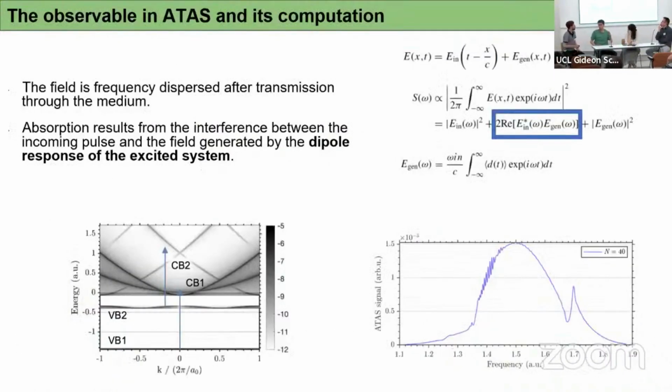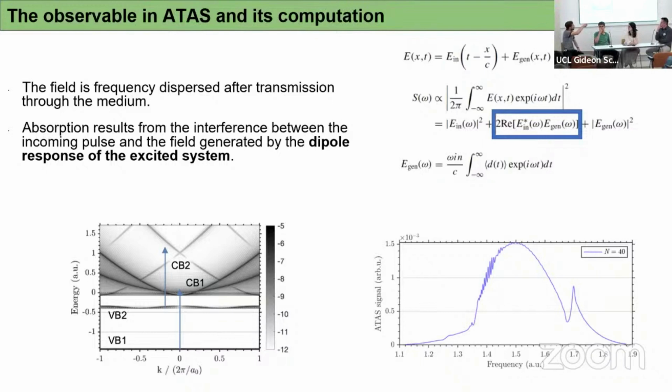Okay. So related to ATAS, instead, what are the things that are specific to ATAS that you need to take into account when you want to compute the signal? So first of all, let me remind you what the signal is. As I said, in ATAS, you look at the transmitted probe pulse after it has passed through the medium. So you are basically looking at the spectrum of the pulse in output, which is basically the sum of whatever pulse went in input plus the field that was generated during the interaction with the medium. And the generated field is related to the dipole response of the medium itself.